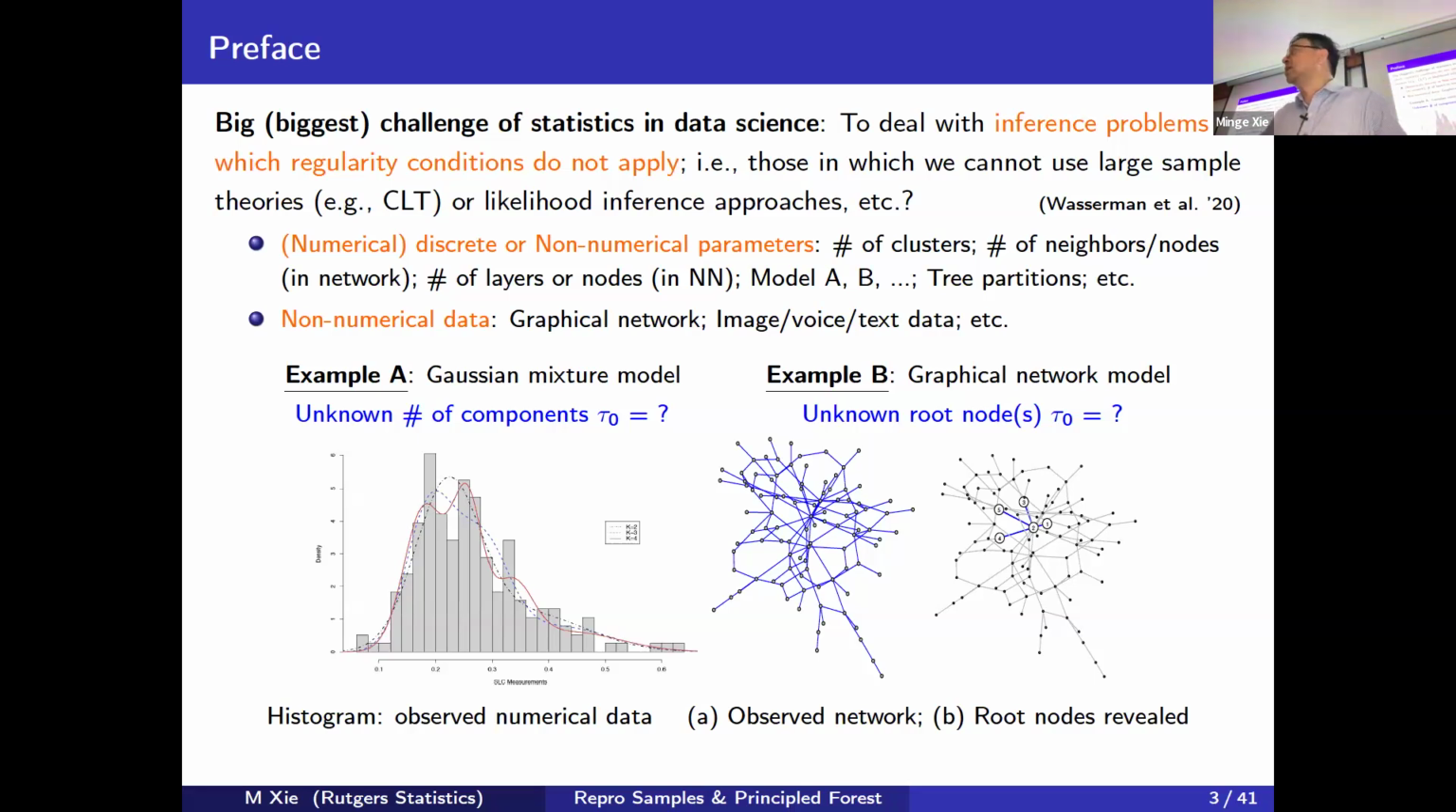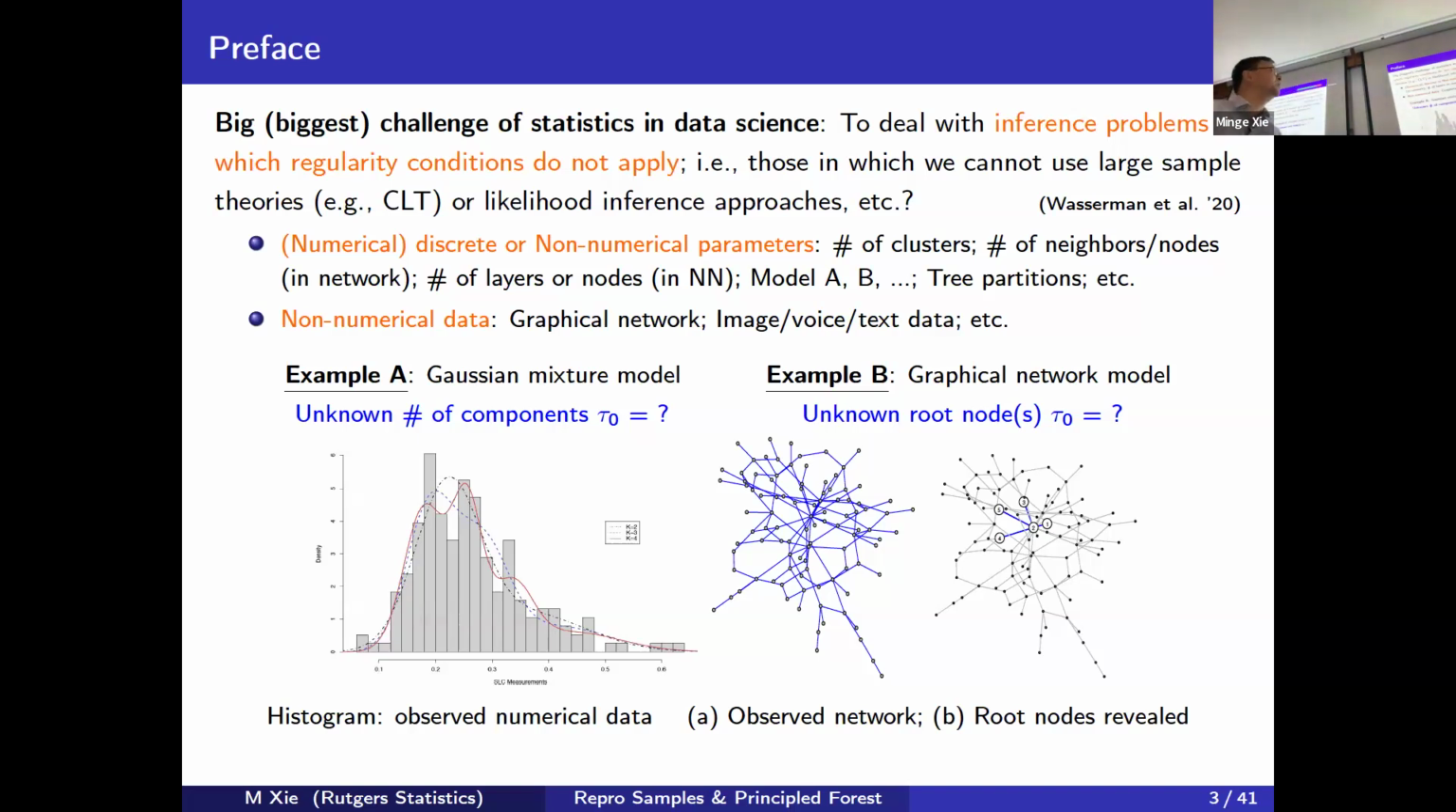Part of the reason is that in data science problems, parameters can be discrete and even non-numerical. They could be the number of clusters, number of neighbors, number of nodes, or tree partition models. So the model parameters themselves could be discrete, numerical or non-numerical. And the data, too: we have graph data, voice data, and so on, which could also be non-numerical. So how do we do inference with this type of thing?